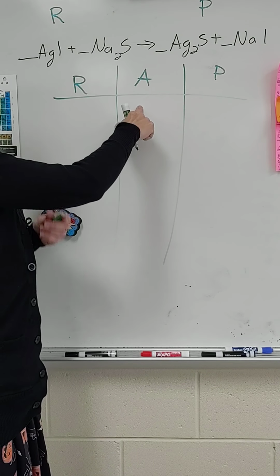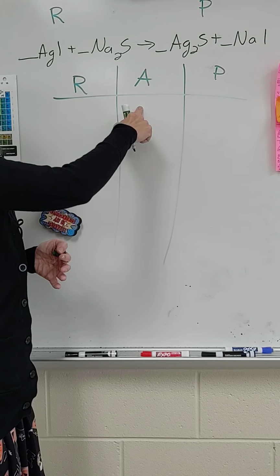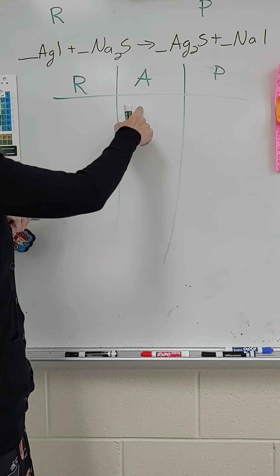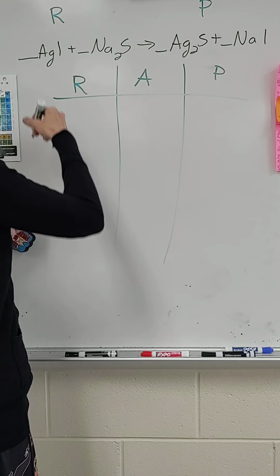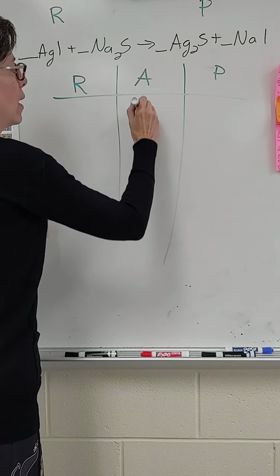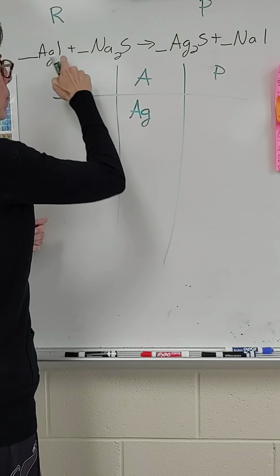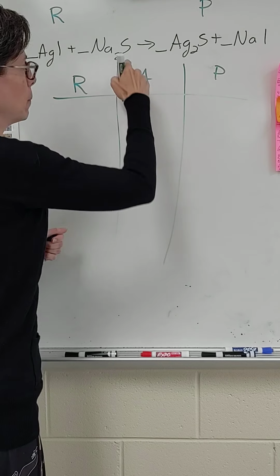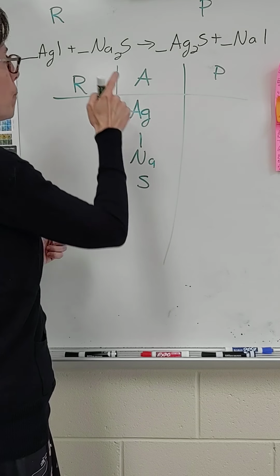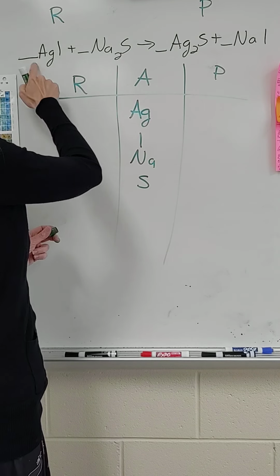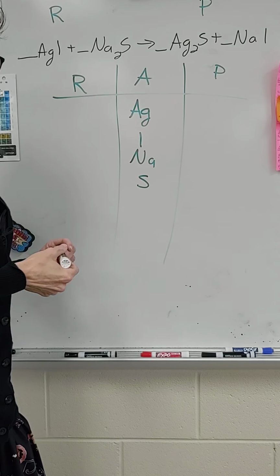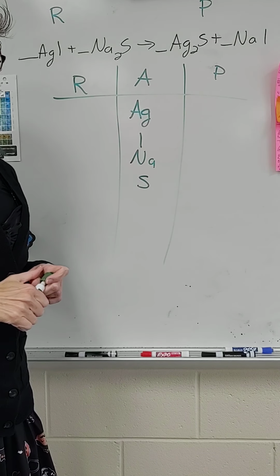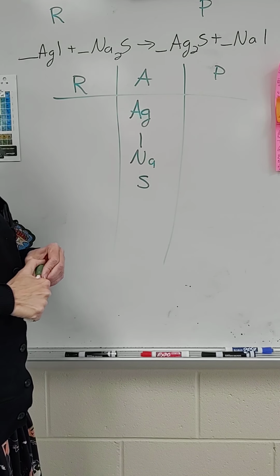Atoms means all of the different atoms, all of the different elements that we find within this problem, within this equation. So we are going to write down Ag, silver, I, iodide, Na, sodium, and S, sulfur. And you'll notice I only wrote down the atoms on the reactant side. That's because we have the exact same atoms on the product side.